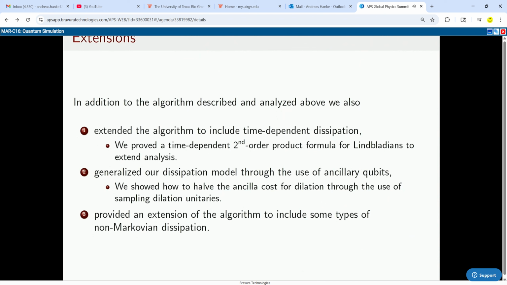In order to show point number 1, we proved a time-dependent second-order product formula for Lindbladians to extend the analysis. And in order to prove point number 2, we also showed how to halve the ancilla cost for a dilation through dilating as a probabilistic mixture of unitaries as opposed to a single unitary. And so in essence, when you do a Stinespring dilation, half of those ancilla qubits are just used to model the classical randomness of the system itself.